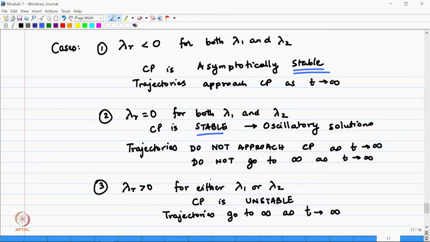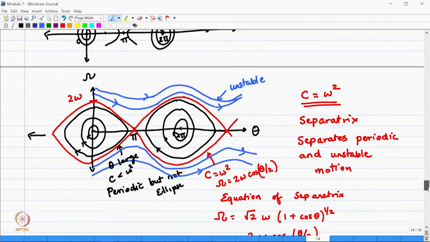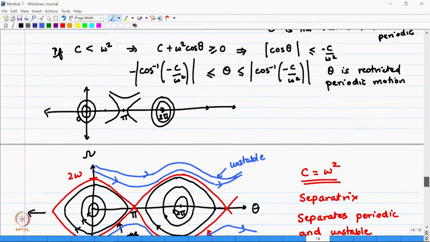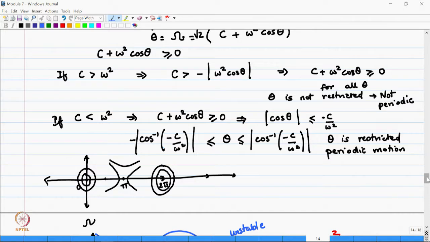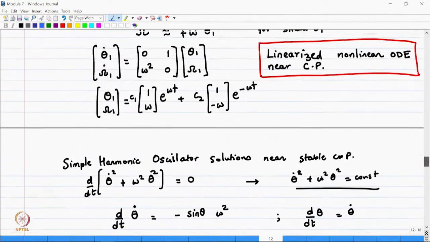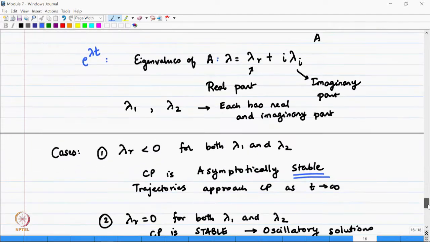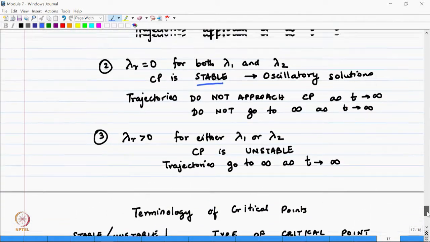In this case the critical point is unstable, the trajectories go to infinity as t tends to infinity. We are just looking at the vicinity of the critical point, and pi and 2 pi are examples of such critical points, because you see what happens to the trajectories, they go away from this, and they diverge all the way, at least in the linear limit, they diverge away from that critical point. So these are the nature of the critical points.